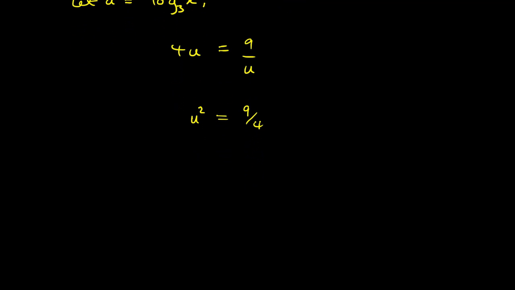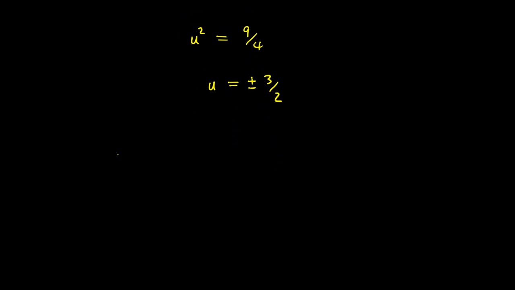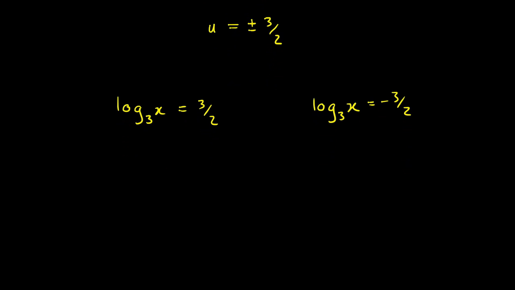And if I square root both sides, I'm going to get u is equal to plus or minus 3 upon 2. Now remember, we said that u was log base 3 of x. So I can write here log base 3 of x is equal to positive 3 upon 2, or alternatively, log base 3 of x is equal to minus 3 upon 2. So if that's the case, now if we just convert both of these from logarithmic to exponential form, then x is going to be equal to 3 to the power of 3 upon 2. And here, x would be equal to 3 to the power of minus 3 upon 2.